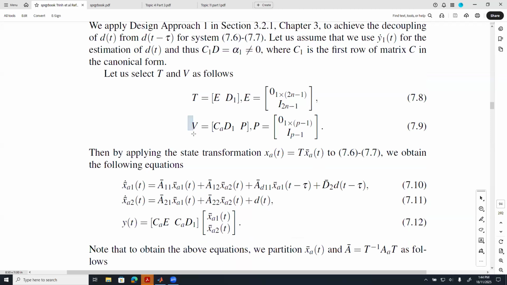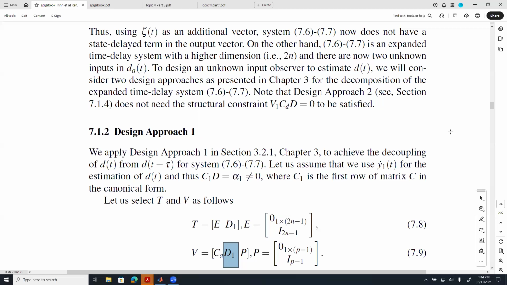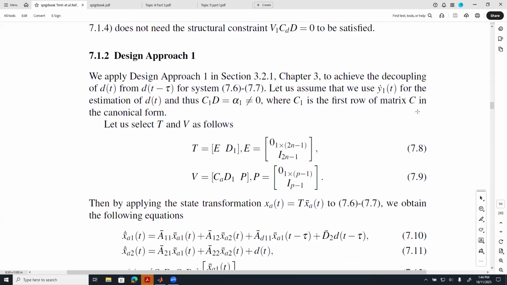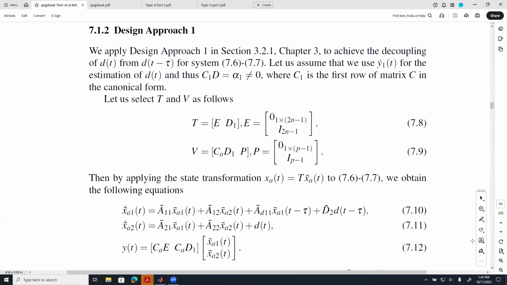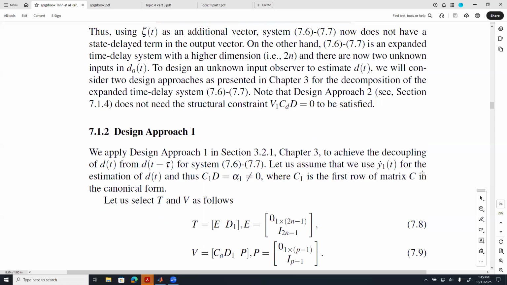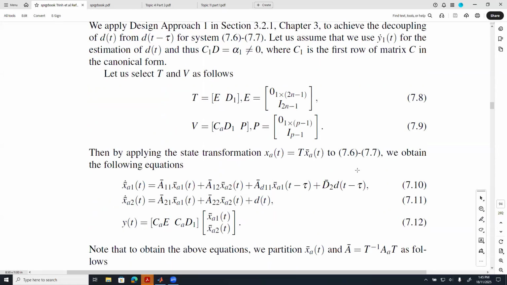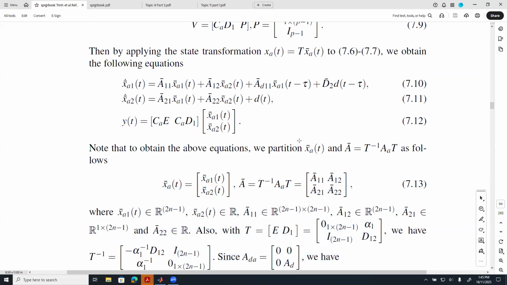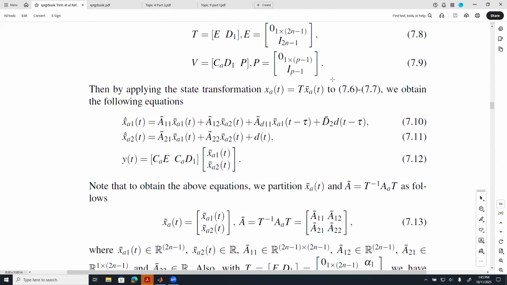Similarly, the matrix V is invertible, and we pick the first column of matrix D_I. Remember, D_I has two columns. So we get this very standard decomposition from chapter 3, approach 1. We apply this state transformation, the one that we have here, to the big system. We can do a bit of partitioning, which is explained below. The bottom line is that when we apply this state transformation to this big system, we obtain the following equations.